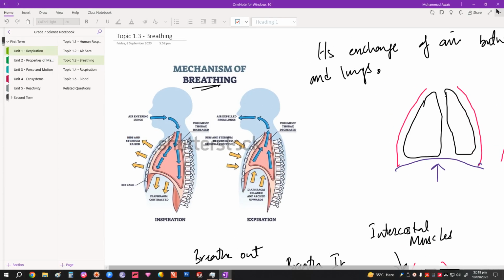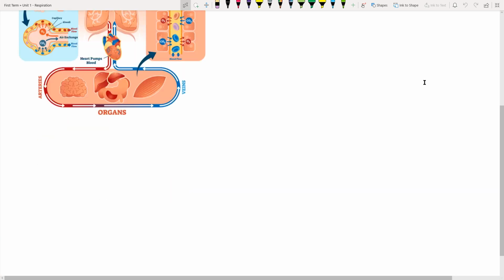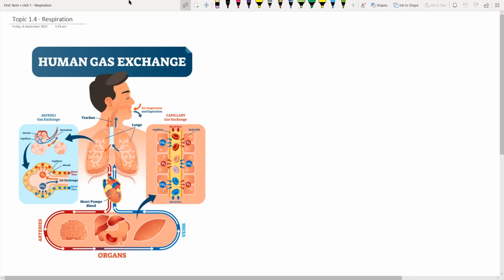Okay. Now, moving into the fourth part, human gas exchange. Over here, the diagram is very much self-explanatory. I'm just going to start with the diagram. I'm going to take this light blue pen. So when we're breathing in and out, we do understand that the inspiration air, or the inhaled air, goes all the way to the trachea, and from the blood, we do know that air exchange occurs.